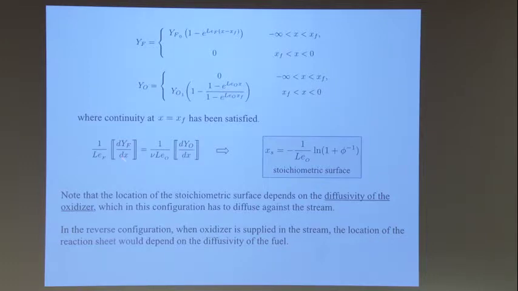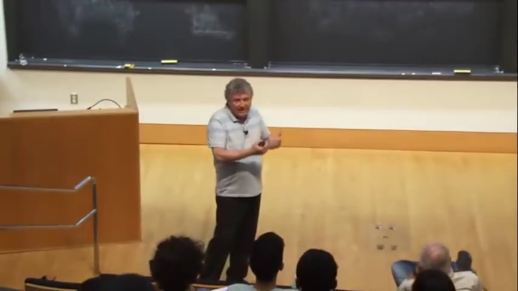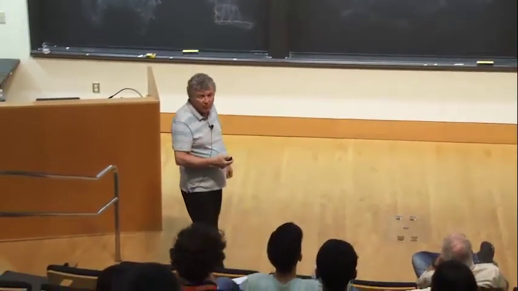And when you satisfy this jump relation, you obtain that the stoichiometric surface is given here. Note that when Le goes to 1, of course, this is exactly the same expression that I had before, but more importantly, the location depends on the diffusivity of the oxidizer, on the Lewis number. It will be located at different locations depending on the diffusivity of the oxidizer. Why the oxidizer? Well, it seems like the oxidizer is having a harder time going through against the stream, and so that dictates how much reaches the reaction zone, and therefore it depends on that.